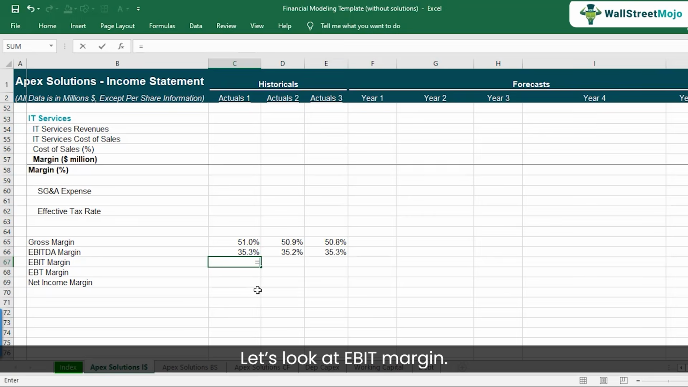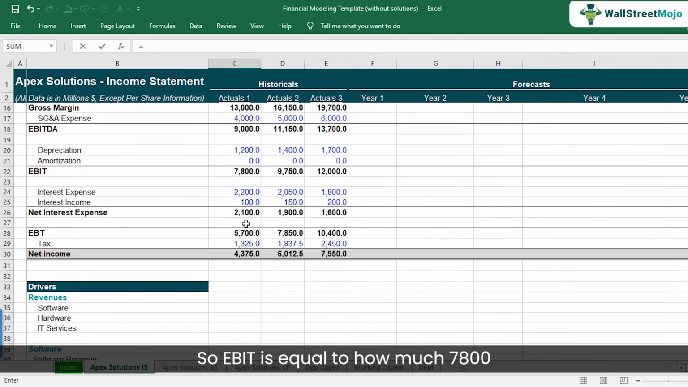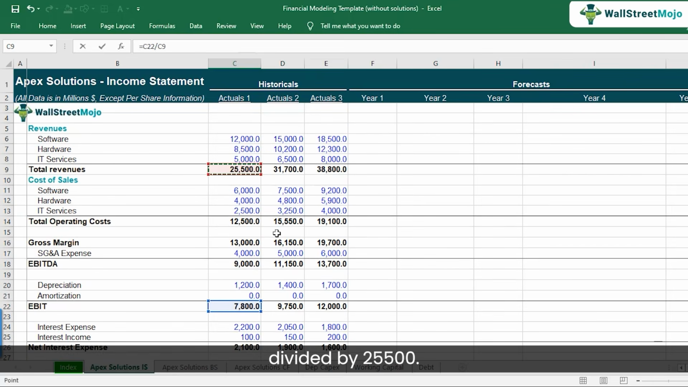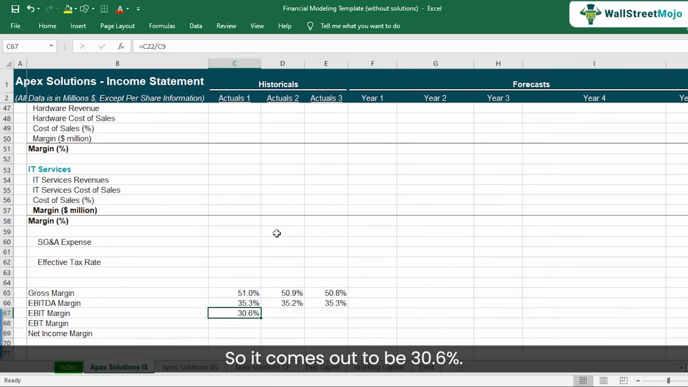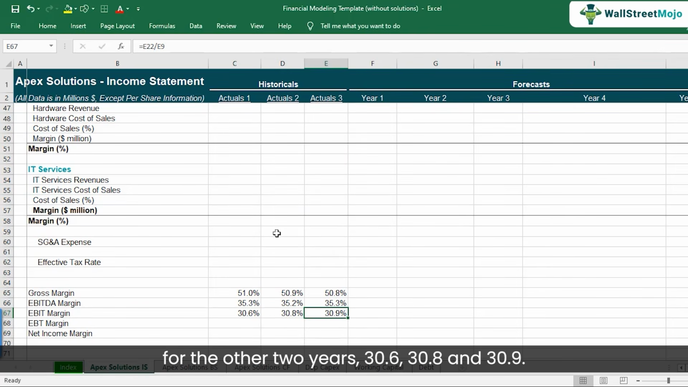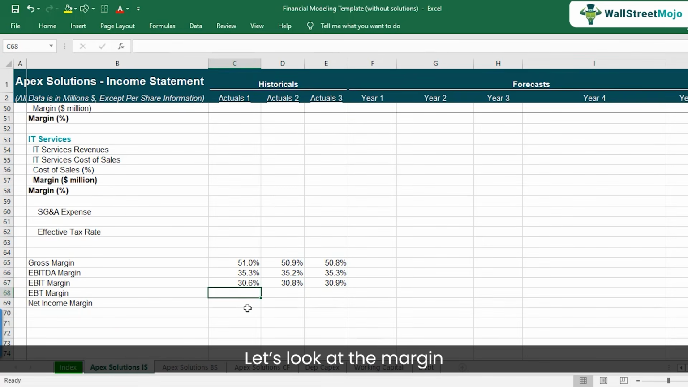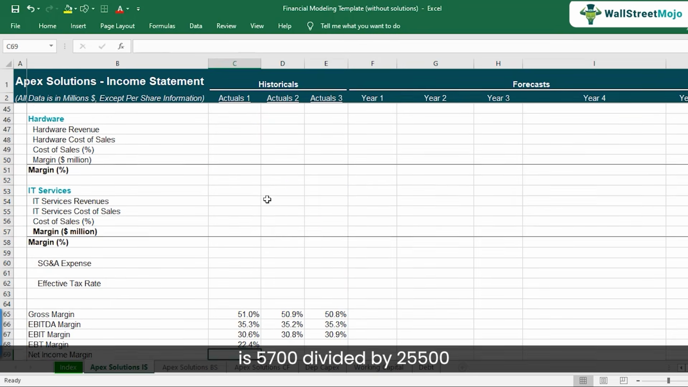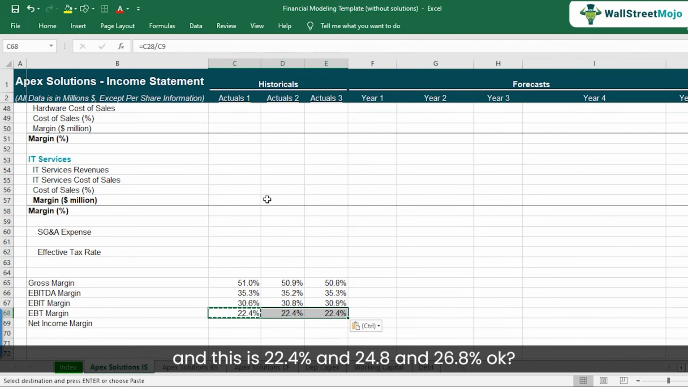Let's look at EBIT margin. EBIT is 7,800 divided by 25,500, so it comes out to be 30.6%. I'll copy and paste it to see the other 2 years: 30.6, 30.8 and 30.9. Let's look at the margin at EBT level, earnings before taxes. EBT is 5,700 divided by 25,500, and this is 22.4%, 24.8% and 26.8%.